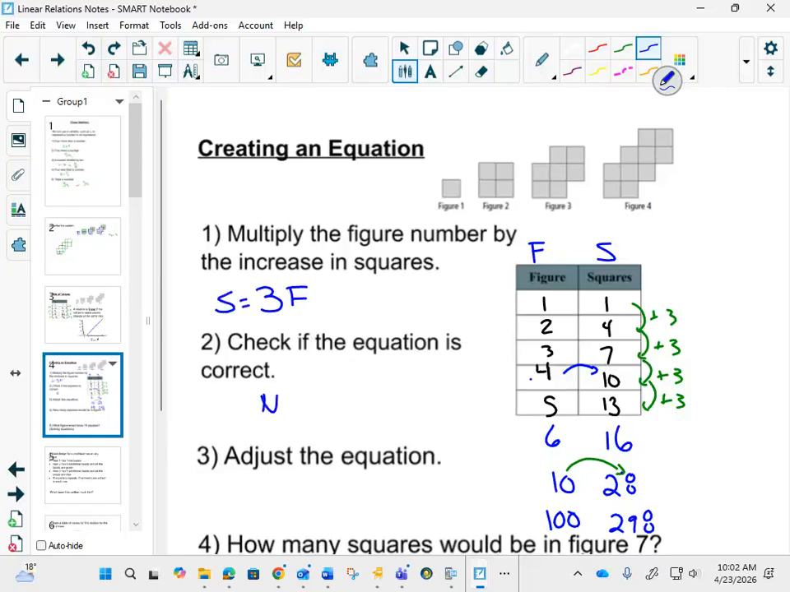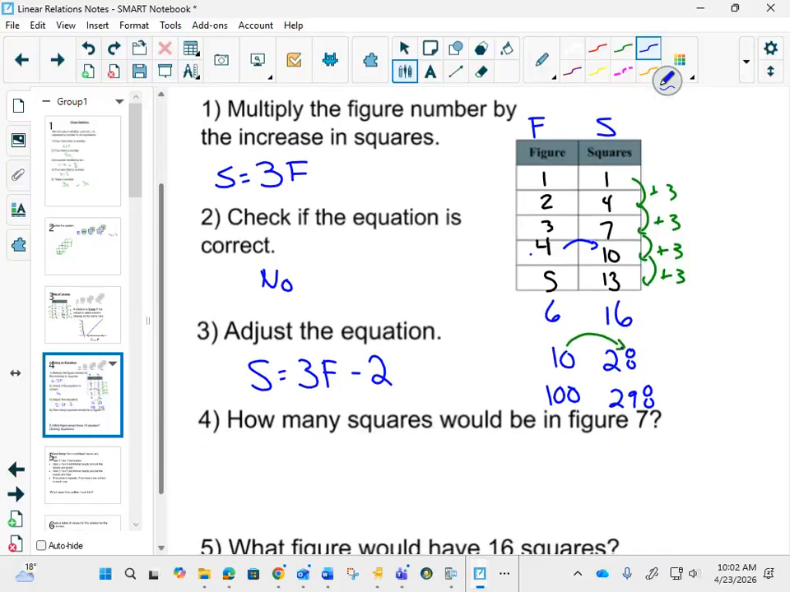Is the number of squares equal to 3 times F? No. But then you notice they were all how much too much? 2. All too much, so let's adjust our equation. We're gonna times 3 times the figure number and subtract 2. Use this formula. How many would there be in figure 7?